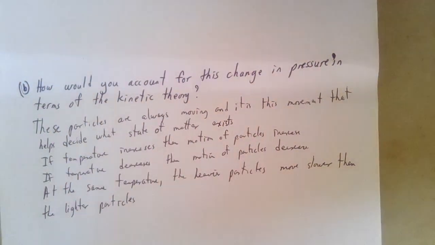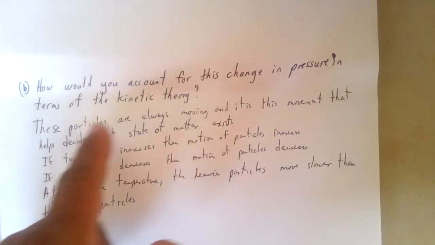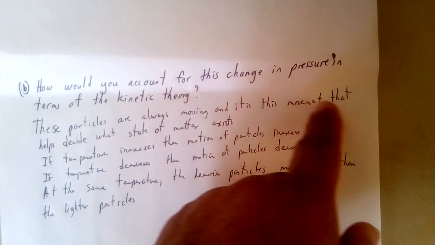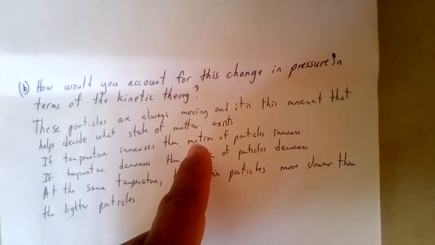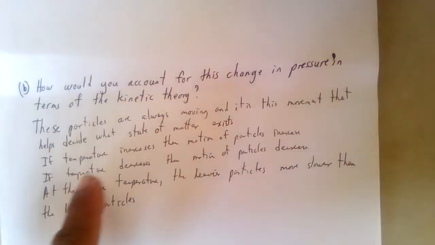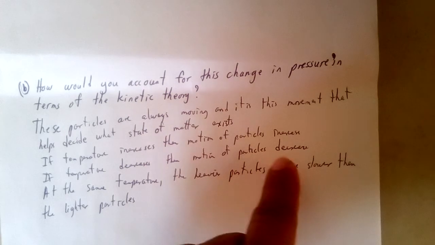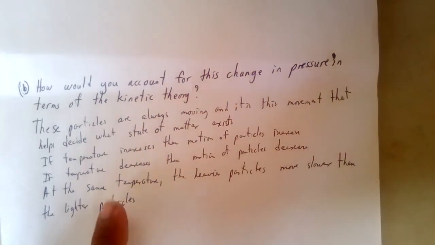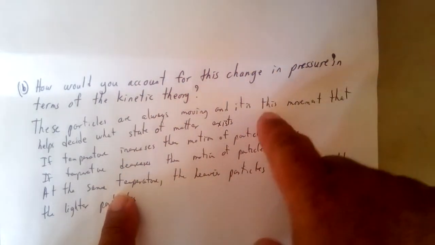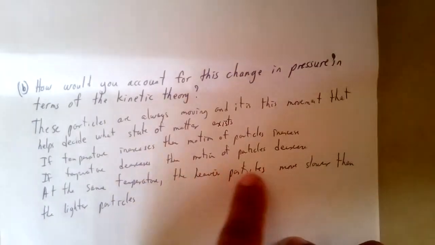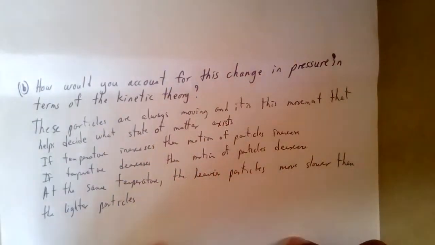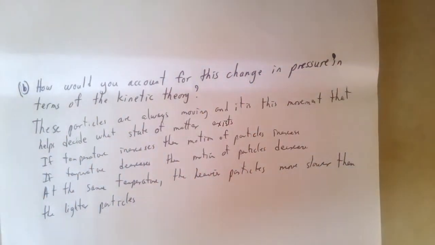Well said, CXC level. These particles are always moving, and it is this movement that helps decide which state of matter exists, which is true. If the temperature increases, the motion of the particles increases. If the temperature decreases, then the motion of the particles decreases likewise. At the same temperature, all this combined, the heavier particles will move slower than the lighter particles. That's the way you're going to answer that kind of question for you to get your 2 points.